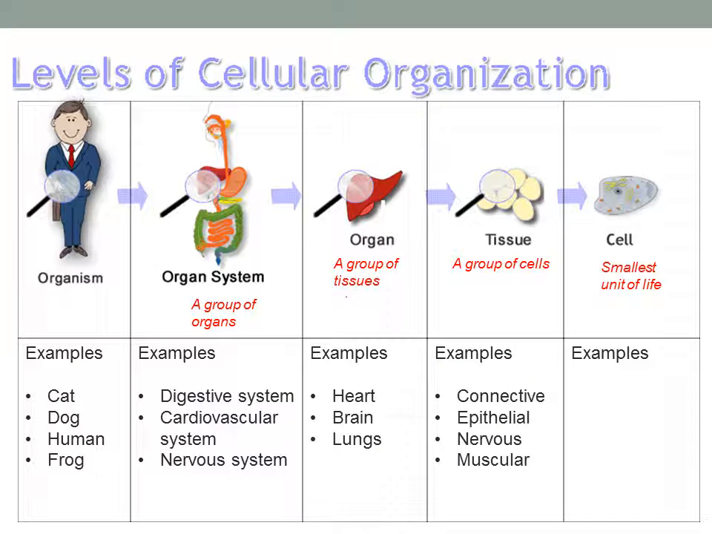The next thing that we're going to go over is the levels of cellular organization. We've already gone over this concept, but just as a review, remember that the biggest level of cellular organization is organism. Within an organism, you have an organ system. Within an organ system, you have a group of organs. Within an organ, you have a group of tissue. And the tissue is made up of the smallest unit of life, which is cells. So you need to know this progression.